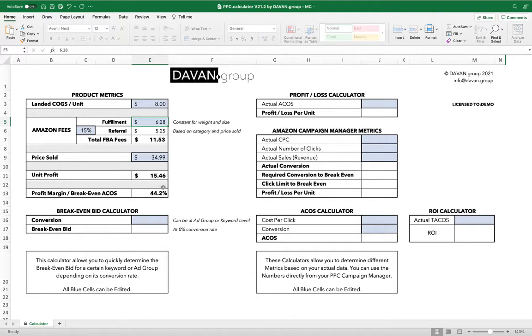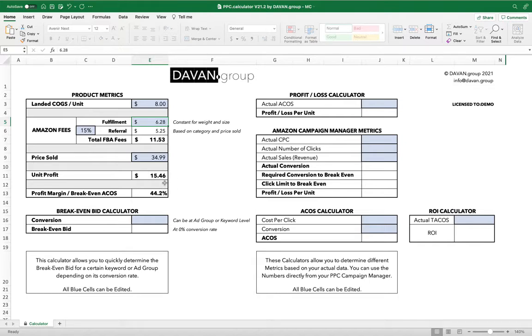This $15.46 represents 44.2% of your sales price. And so that's actually your profit margin. Or you can also say that's your break-even ACoS. If you're running advertising and you have an ACoS that is running at 44.2, you are running at break-even.